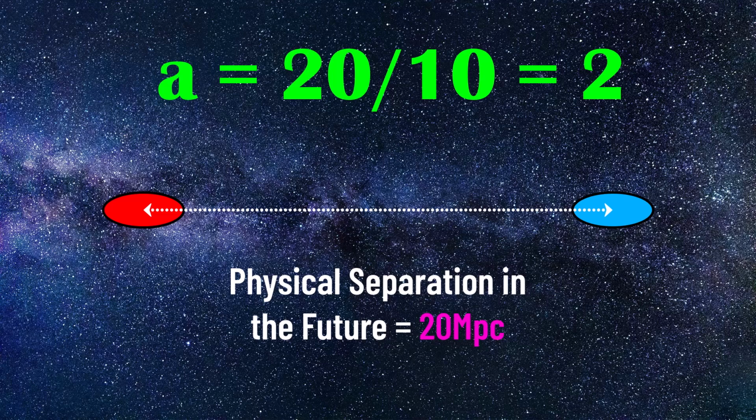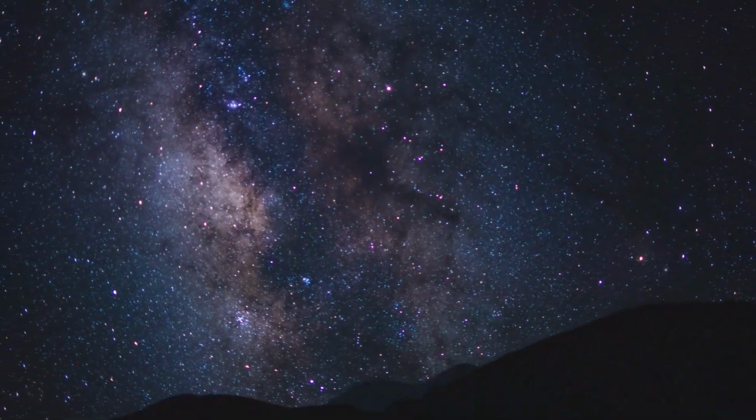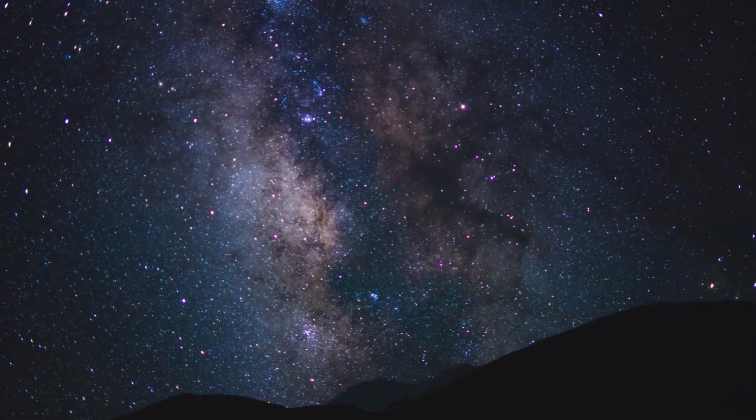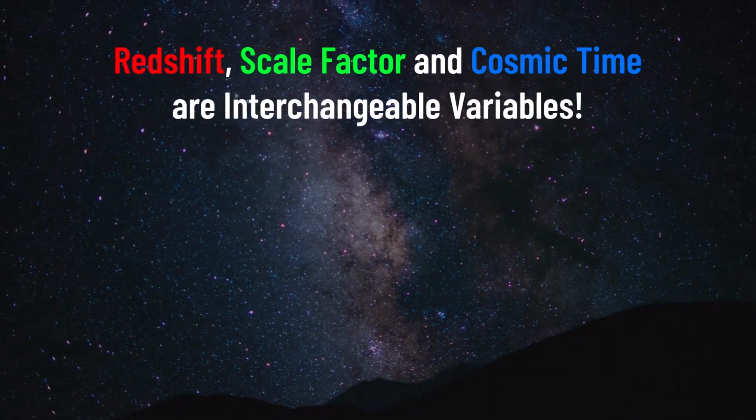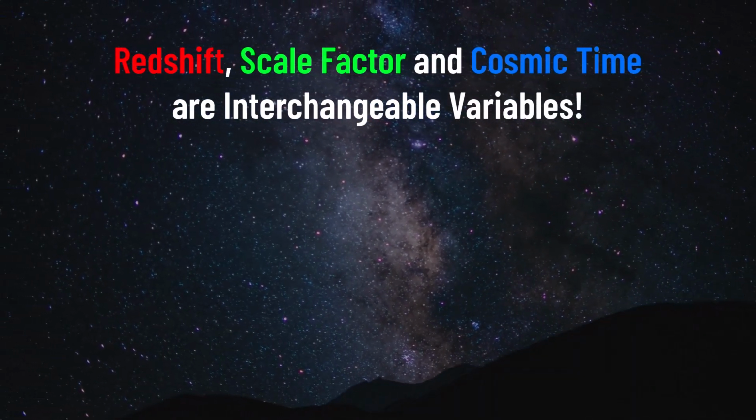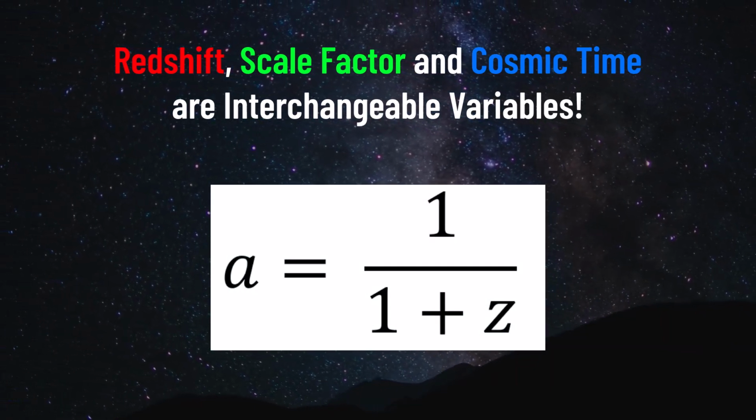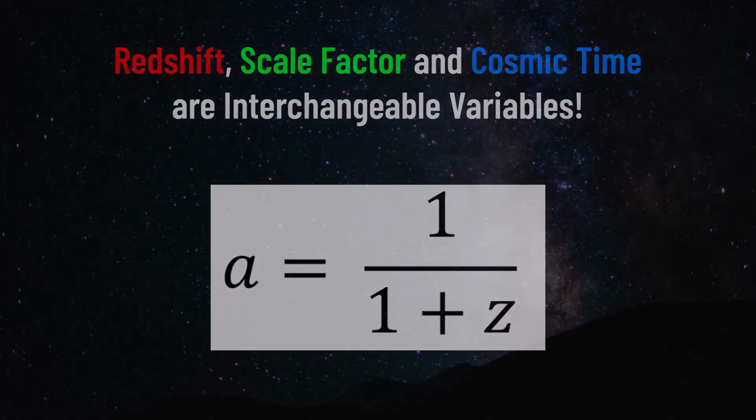So A is the scale factor and can be used as a variable instead of time. Interestingly, when we observe light from distant stars, we are already seeing how they looked in the past. So the redshift at which we see them is related to how long ago they emitted the light we are detecting. So redshift is also a time variable, and related to the scale factor A by this formula. As a recap, in the future, A increases and Z, the redshift, decreases. The reverse is true for the past.